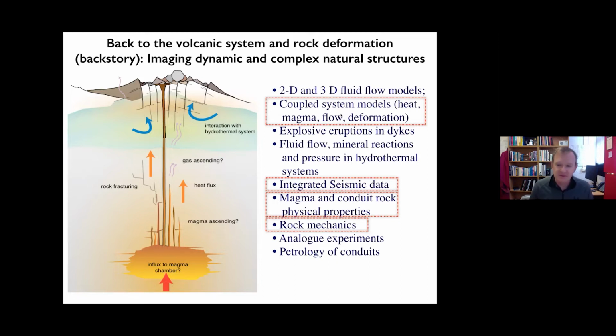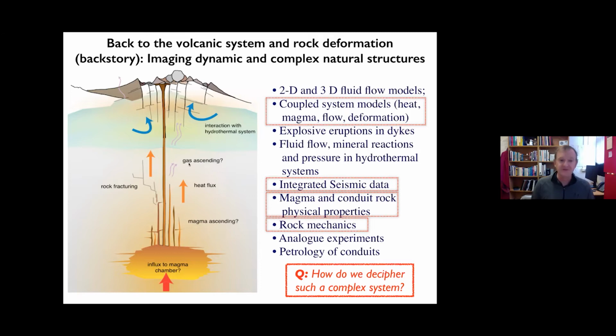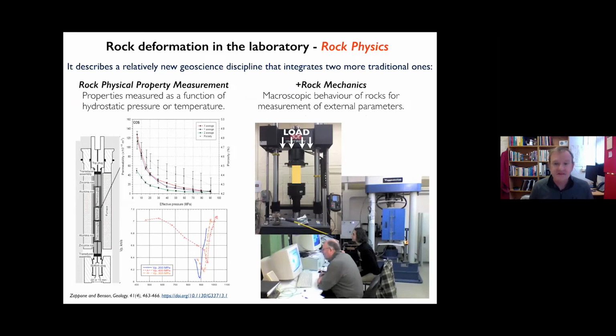The coupled system problems, seismic data, rock physical processes and properties, rock mechanics. So the question then becomes, as you can see from the left, this is an extremely complicated system with heat, gas, fluids, interaction between all of those things. How do we decipher such a complex system? So the tool I've been using for this is rock physics.